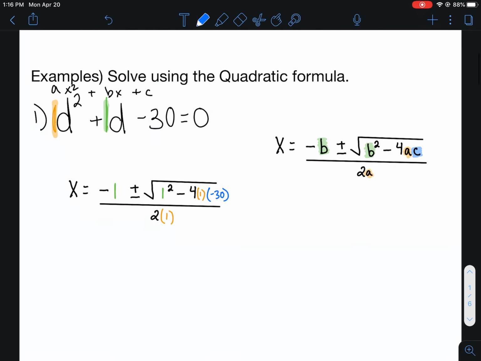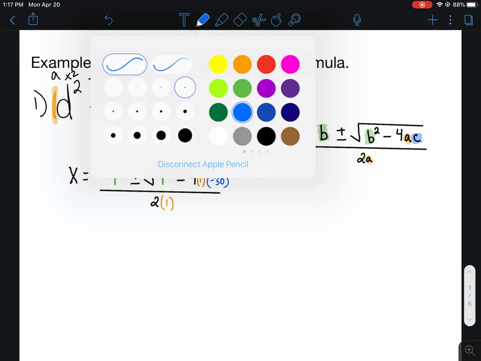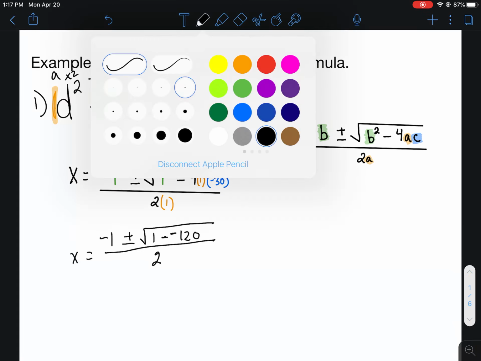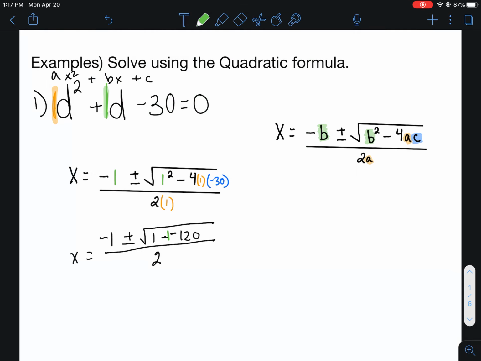Okay, so now I'm going to compute my values. My values are going to stay the same the entire time. So this is negative 1 plus minus. We follow our order of operations. So 1 squared is 1. And then 4 times 1 is 4, times negative 30 is actually going to give us negative 120. All divided by 2 times 1, which is 2. All right. Now, if you remember back to basic algebra, whenever we see a negative negative, it becomes plus a positive.